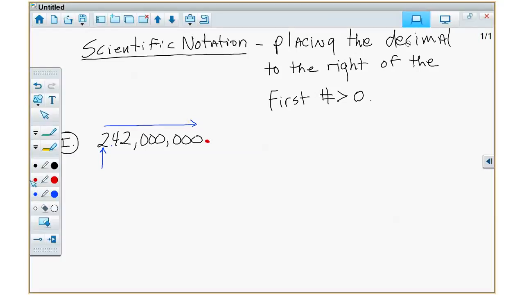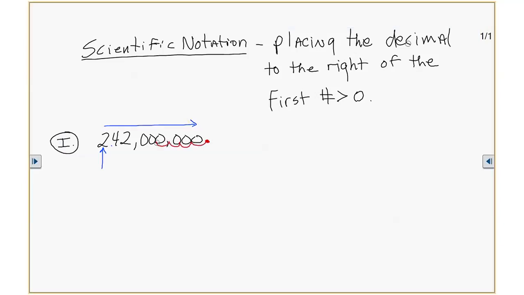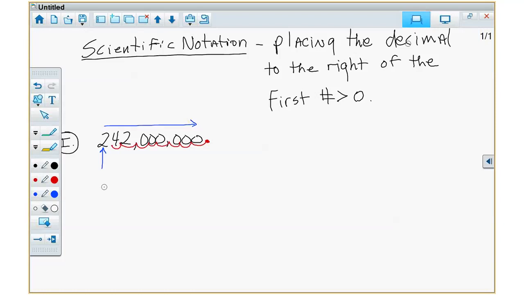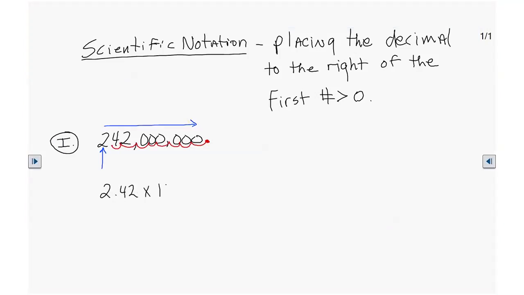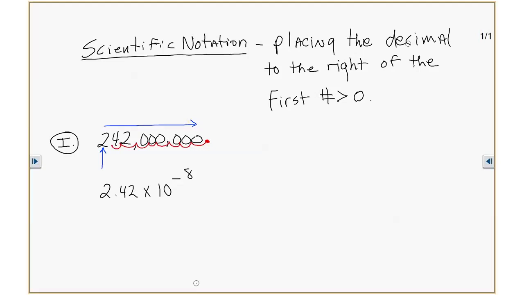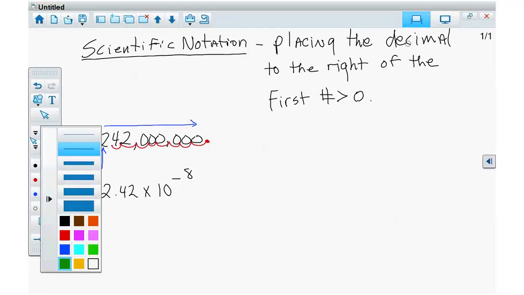So you move it. 1, 2, 3, 4, 5, 6, 7, 8. And you rewrite it: 2.42 times 10 to the blank, 8 power. Now the reason I put that blank there is because 99% of you will get the 8 correct, but you'll get the sign wrong. The error is most defined in the third part when you are doing operations and you get an answer that is not in scientific notation, you have to move it, and that's when people really sign off.